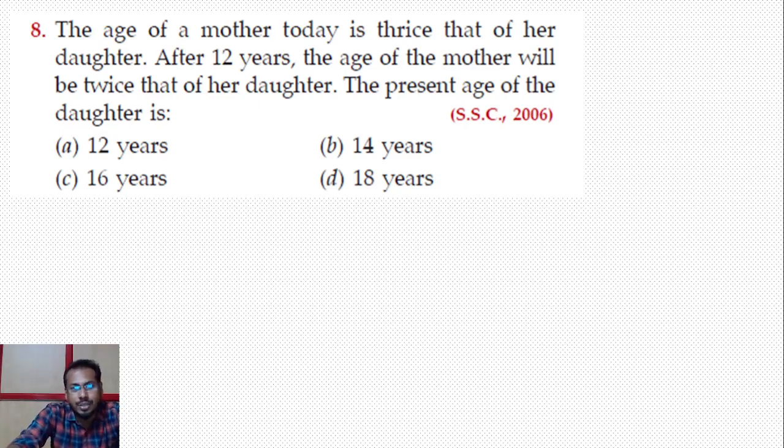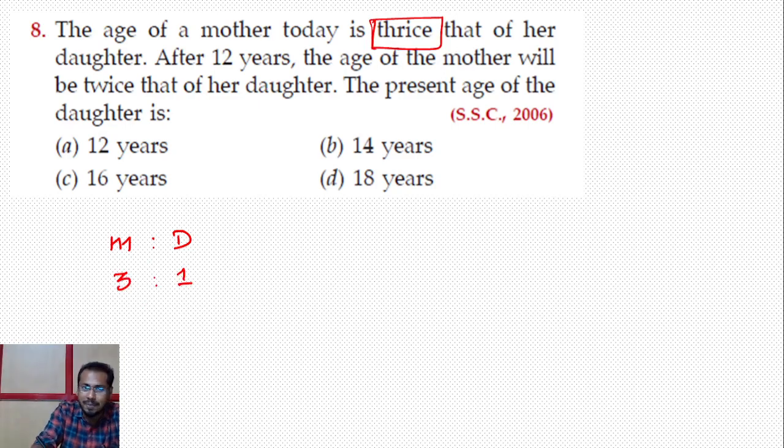The age of the mother today is thrice that of her daughter. After 12 years, the age of the mother will be twice that of her daughter. The present age of the daughter is? For this kind of question, twice, thrice, 2/3, 5/7, whatever it is, it is a product, so you can convert it into a ratio and it will be very easy. Here there are two persons, mother and daughter. Mother is thrice her daughter, so if the daughter's age is 1, the mother is 3.